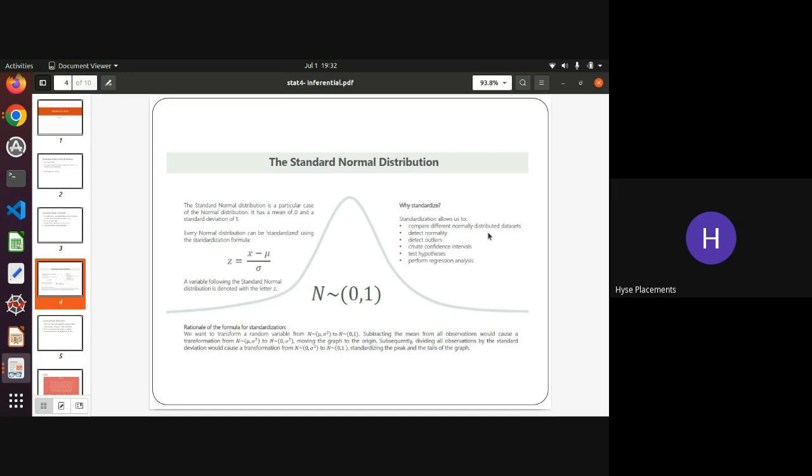Okay, so now the rationale for the standardization formula. We want to transform a random variable, any variable, from mu comma sigma squared to 0 comma 1.